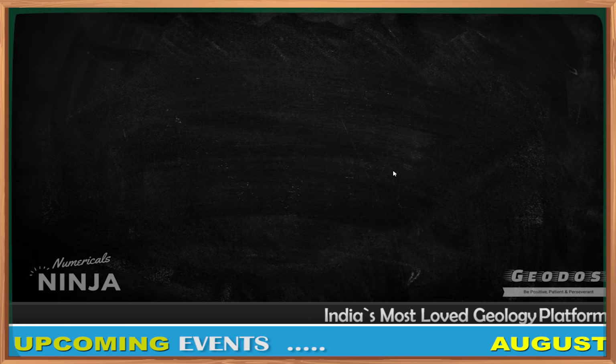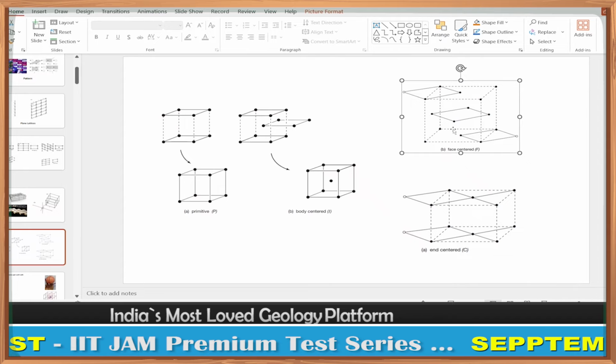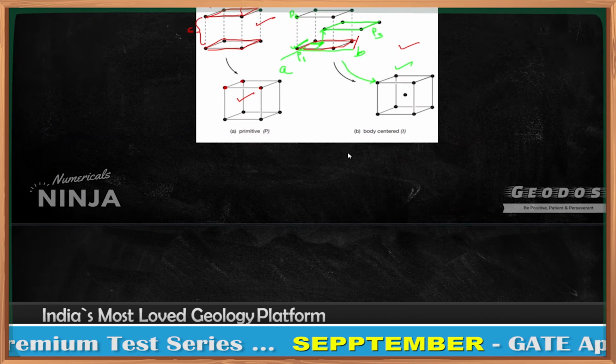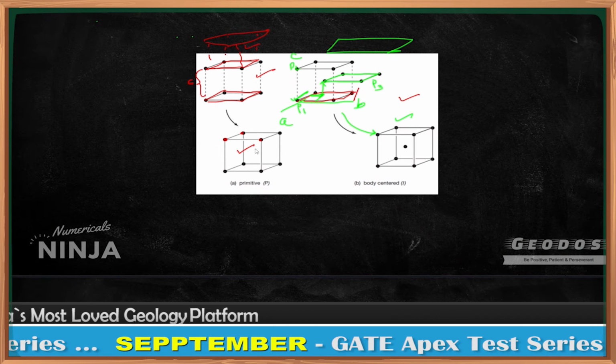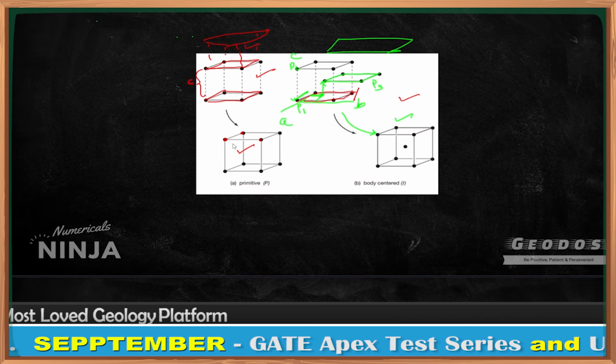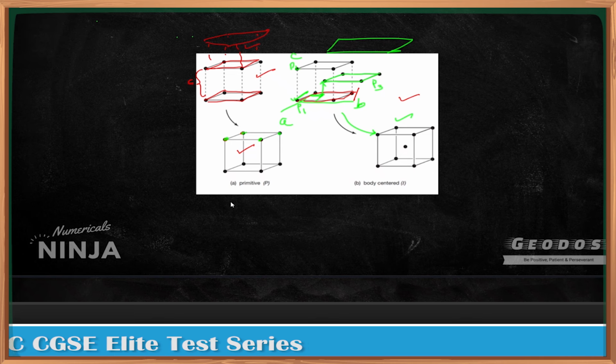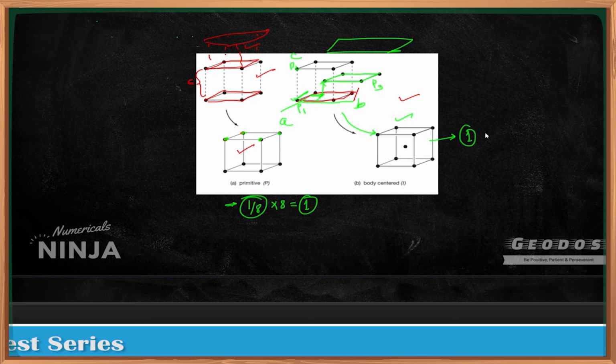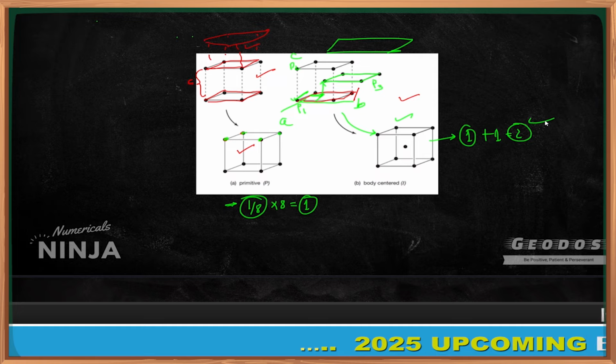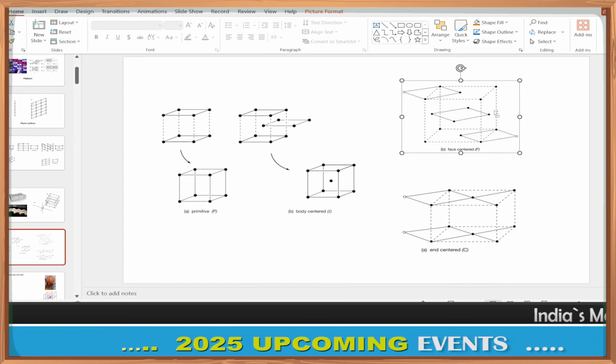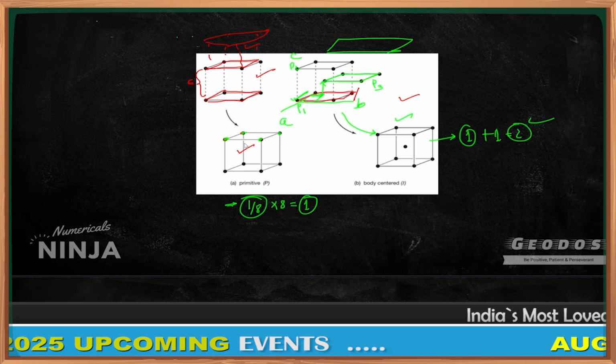Let me tell you the primitive, body centered, face centered. Primitive and body centered you already know. Now you just have to be told the face centered. In the primitive case, how much do the motifs contribute? There will be 8 corners, and the total number of motifs will be 1. In the body centered case, 8 corners each contribute 1 by 8, that will be 1, and at the center it is contributing 100%, so that gives you 2. These parts you already know.